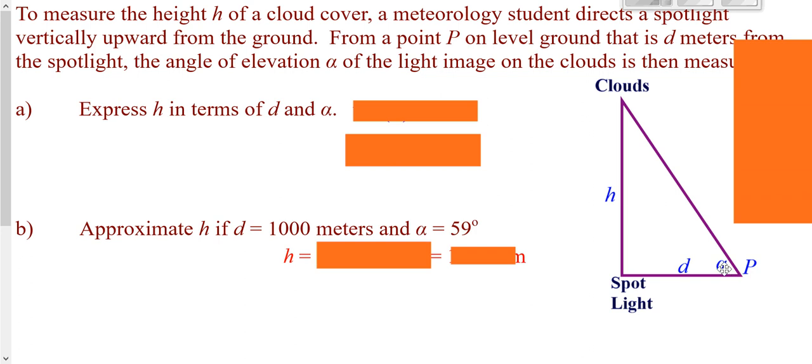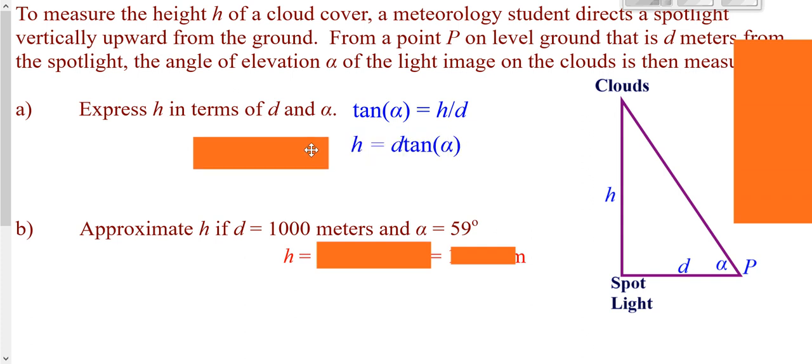So we're dealing with our angle, we're dealing with opposite, we're dealing with adjacent, so that means we're dealing with tangent. We could go tangent of our angle equals our opposite of h over our adjacent of d. It wants h in terms of d and alpha. So that means it wants h by itself. To get rid of dividing by d, you'd multiply both sides by d.